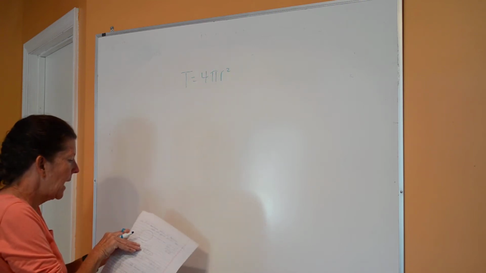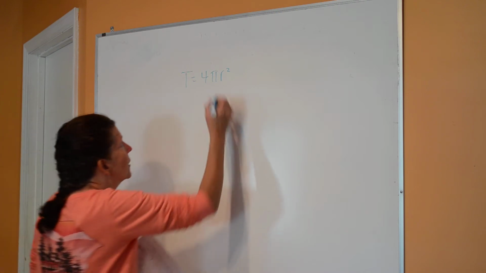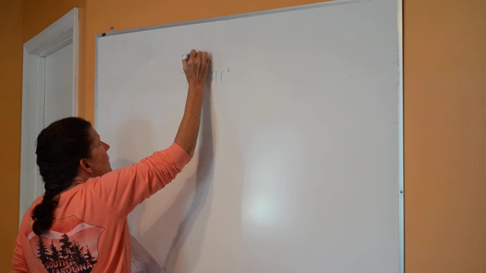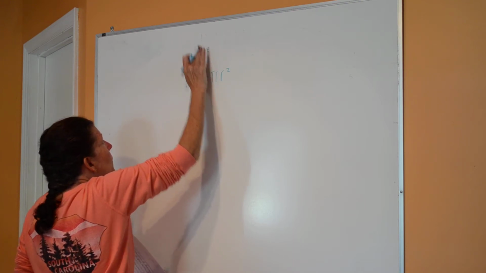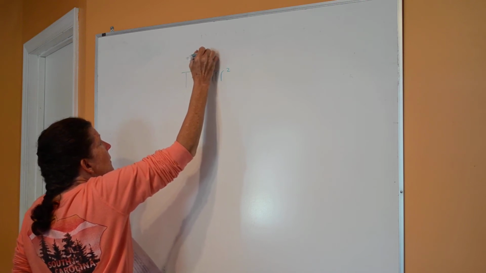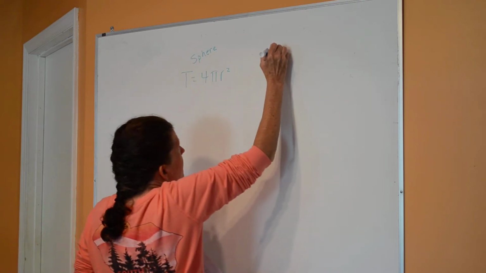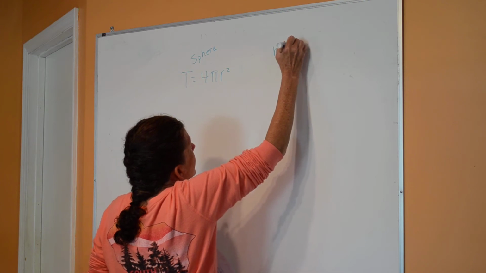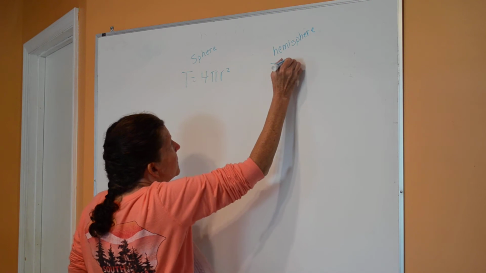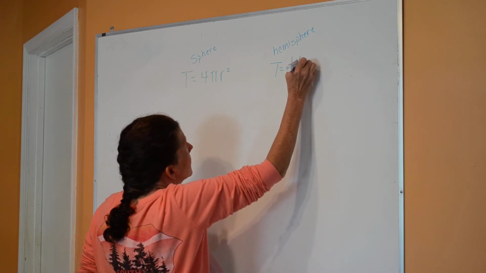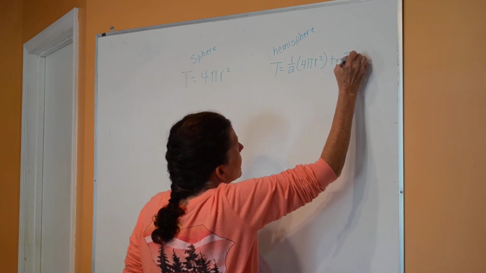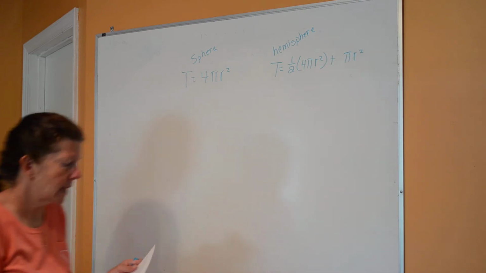Now, you also have the total surface area for, so this is a sphere, and then you have a hemisphere. Now the total surface area of a hemisphere is going to be half of your sphere plus the area of the great circle. So it's going to look like that.